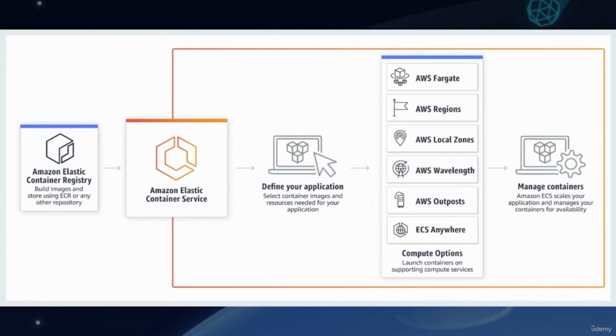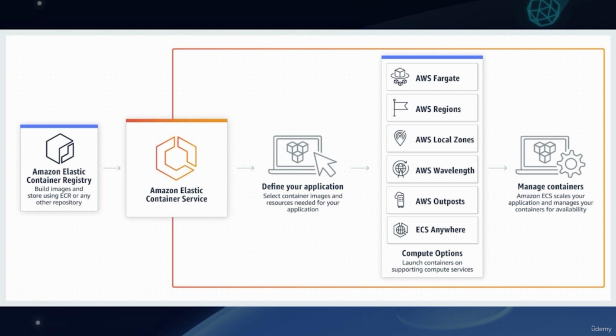So here we have on the left-hand side the ECR that contains all of our Docker images, and the Amazon Elastic Container Service can fetch those Docker images when required. So we can define our application, which will define what container images we are going to be using, and also what resources we are going to be deploying those containerized applications to. And there we can see we've got Fargate for serverless environments. We can deploy to different regions, local zones, AWS Wavelength, the mobile environment.